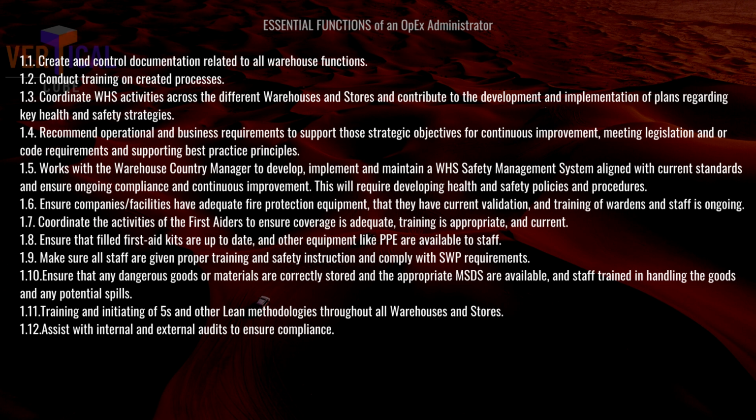1.6. Ensure companies/facilities have adequate fire protection equipment, that they have current validation, and training of wardens and staff is ongoing. 1.7. Coordinate the activities of the first aiders to ensure coverage is adequate, training is appropriate and current. 1.8. Ensure that filled first aid kits are up to date, and other equipment like PPE are available to staff. 1.9. Make sure all staff are given proper training and safety instruction and comply with SWP requirements.